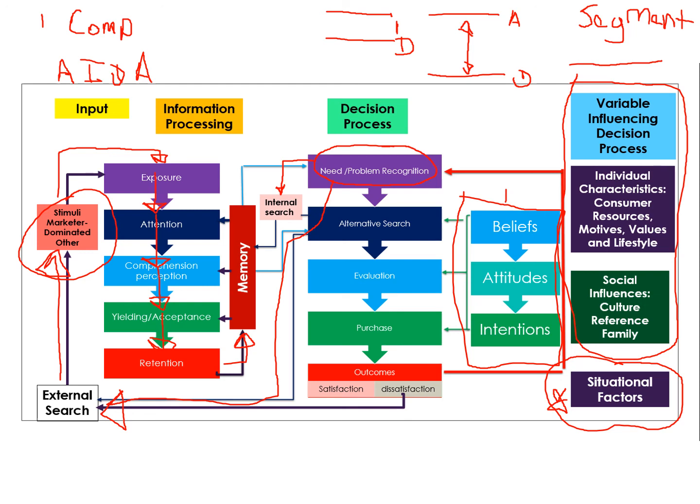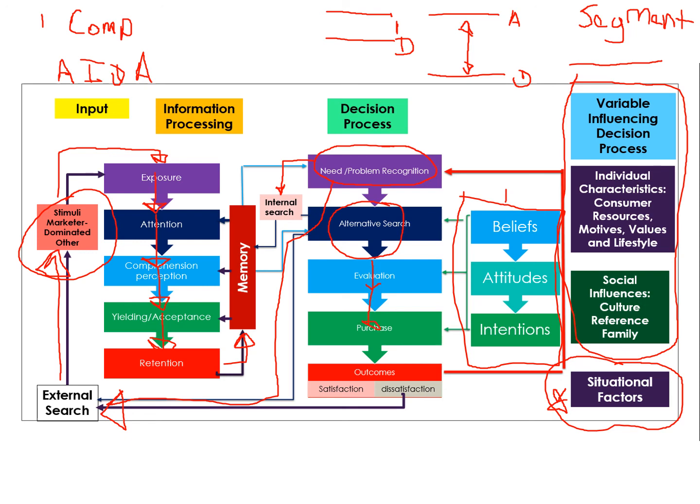Once we've got to this stage of alternative search, and we know that alternative search has gone into external search and marketing stimuli, then we decide whether it's a compensatory or non-compensatory decision rule, and then the marketing stimuli should be consistent with that message depending upon which extended problem solving alternative search it is. This leads into your evaluation, which leads into you finally deciding to purchase.